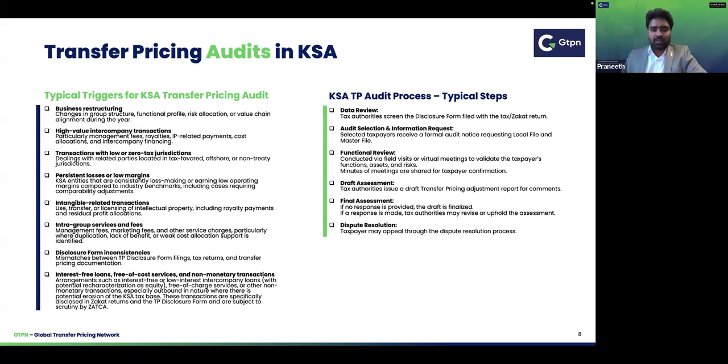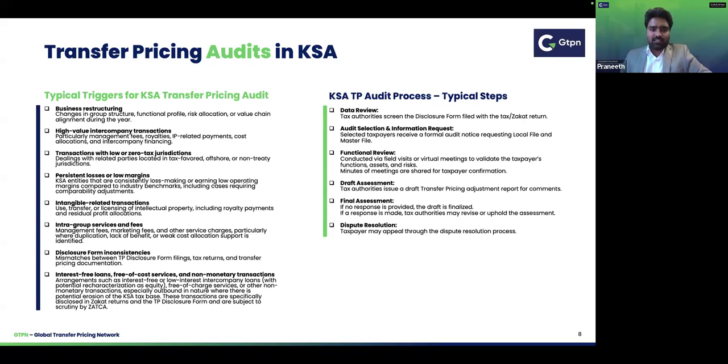So ZATCA goes by a two-way audit approach. One is based on the threshold, second is based on the risk-based assessment. So wherever there are inconsistencies in your filing, be it tax filings, statutory filings, and the disclosure form, it will get picked up for scrutiny. So it is important to ensure that we frame a 360-degree view and ensure that there is alignment in the values and the TP positions we are taking across the documents that we are filing with ZATCA.